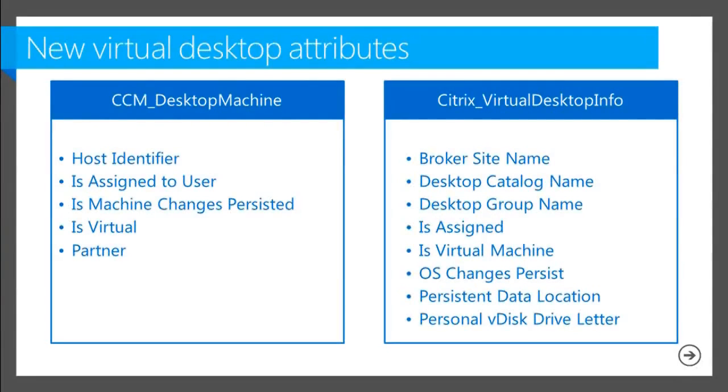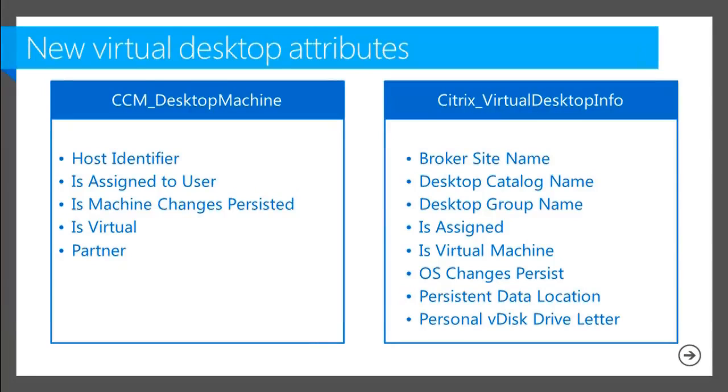So you can tell whether or not what you're looking at are virtual desktops or traditional physical machines. OS changes persist. Some of you may be familiar with our provisioning services and machine creation services technologies. What those do is they allow you to manage and run multiple machines off of a single shared image at runtime. So if you think about XenApp farms or even virtual desktop catalogs, all those machines, you generally want them to be more or less identical.